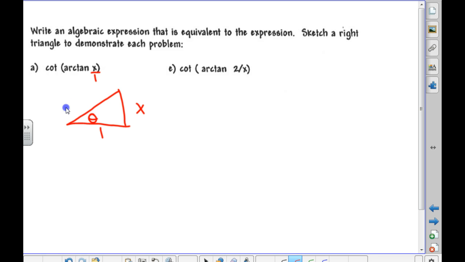X squared plus 1 squared, and then the square root of that. But what's 1 squared? 1. Okay, it doesn't simplify. I have to leave it as the square root of 1 plus x squared. Now, I really didn't need to know that because this one says find the cotangent.